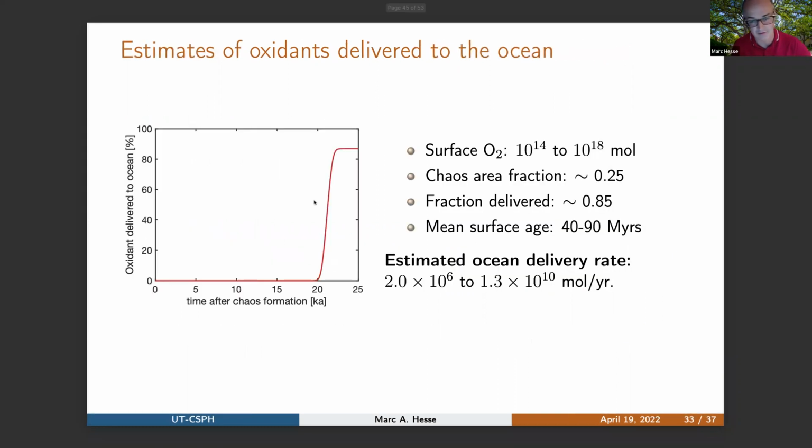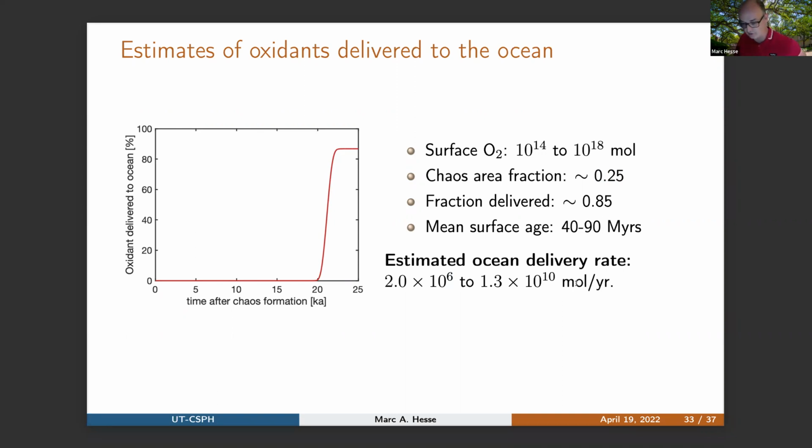Right, and then of course, with all the caveats that we've put in place, if we take our numbers at face value, and we have an estimate of the surface O2, we can look at the fraction of the area that is labeled chaos terrain, the fraction that's delivered, that means surface age, and then we can estimate ocean delivery rates at the current time, or in the last 100 million years, which are represented by the surface apparently, somewhere between 10^6 to 10^10 moles per year.